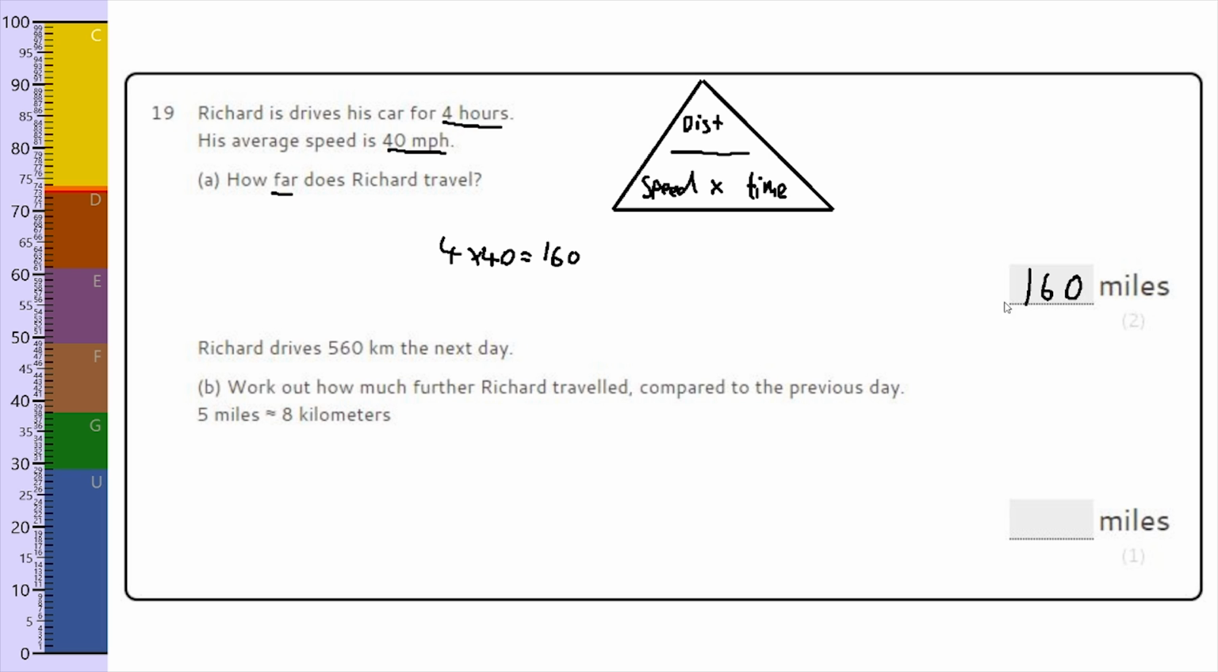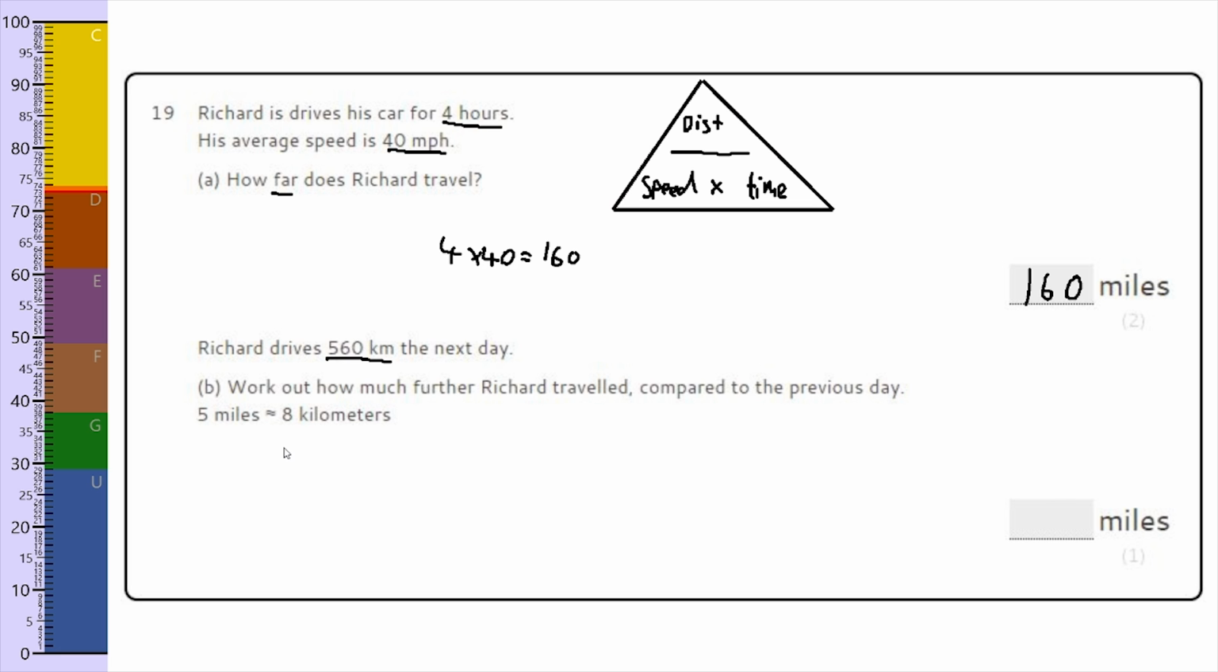Right. He then drives that amount the next day, work out how much further he travelled compared to the previous day. So we've got to convert this into miles. So how are we going to do that? Oh, that looks quite complicated. If I divide it by 8 and then times by 5, that should get us there. That's a really difficult question, unusually difficult.